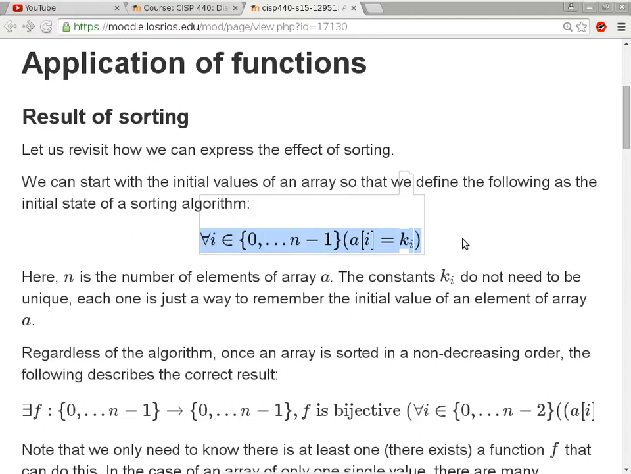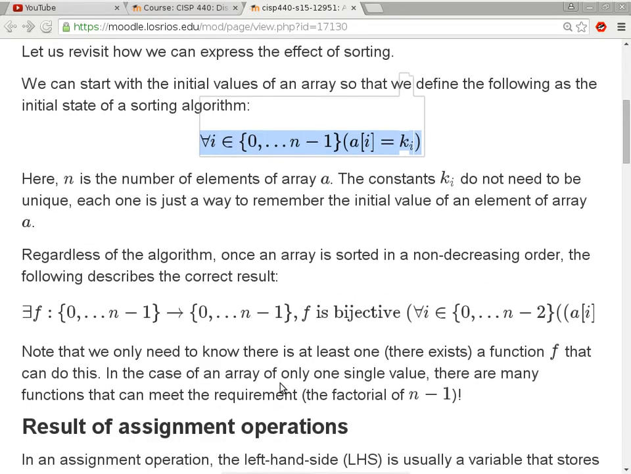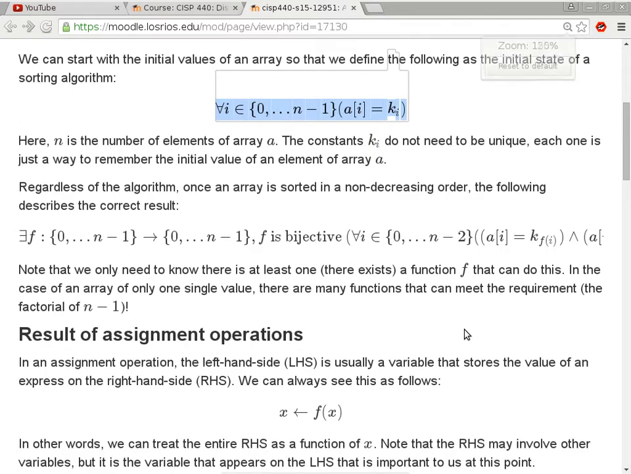Because I will need k subscript i later on to make sure that every single value that we start off with is in the final array A. Okay, because that is one requirement of sorting. You cannot just reinitialize the entire array with a different value and call it sorted. So the end result is if the array is actually sorted, that means we can.